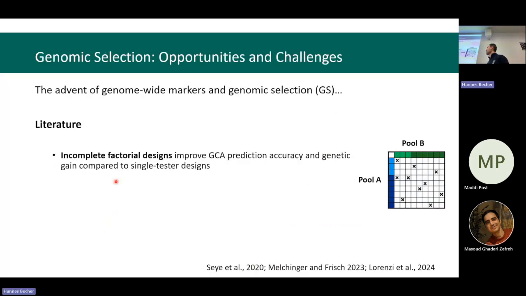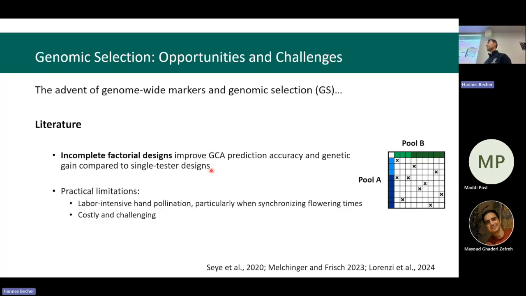With the advent of genome-wide markers and genomic selection, we have some opportunities, and people have been thinking about how to address this situation. They proposed to use an incomplete factorial design. So instead of doing all the possible hybrid combinations, they just took a sample of the incomplete factorial design, for example, and they showed that they can increase the prediction accuracy and also the genetic gain with these designs. However, it still has some practical limitations.